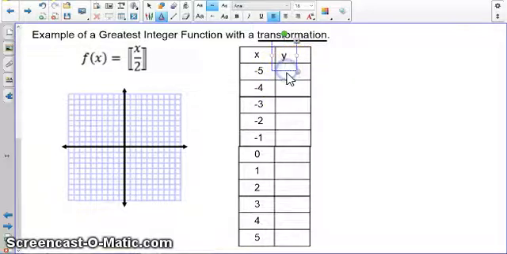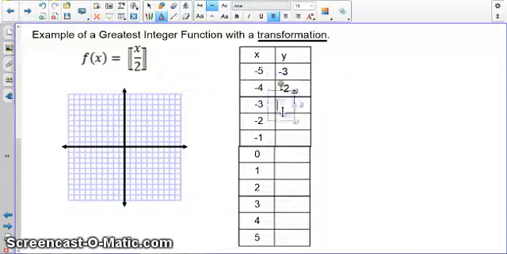Okay. So what is it going to be if you plug negative 5 into this equation? You do -5 over 2, which is -2.5, and you round it down. So you round -2.5 down to -3. Okay? Now -4. -4 divided by 2 is -2, and you round that down to, well, it just stays at -2. You're always rounding down, but you're already at an integer. -2.